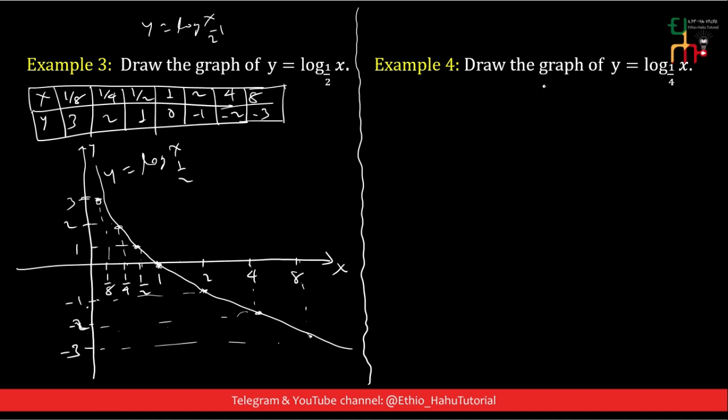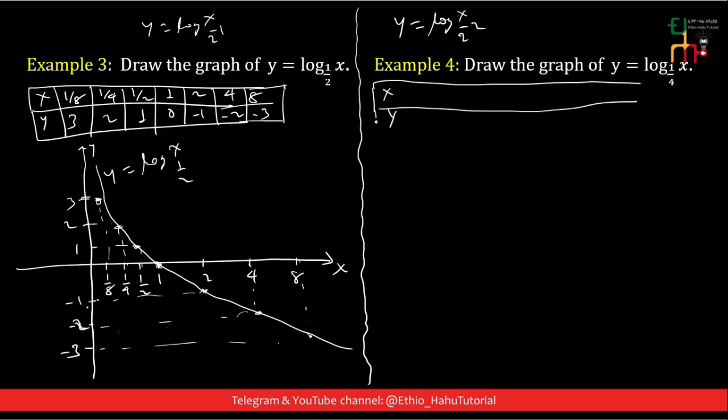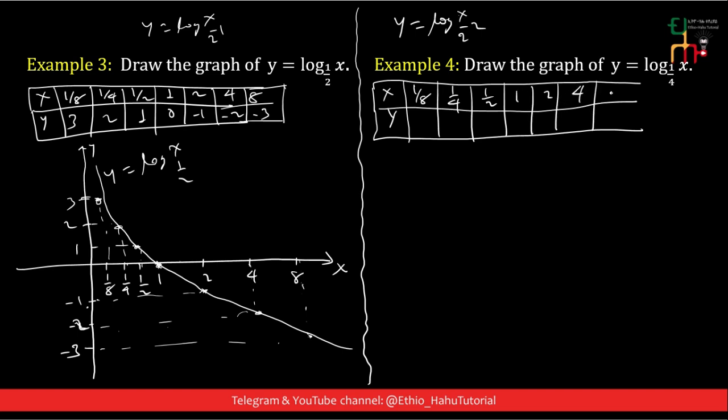But when you come to y is equal to logarithm of x to the base 1 over 4, which is 2 to the power of minus 2, again, let's have a table of x and y: 1 over 8, 1 over 4, 1 over 2, 1, 2, 4, and 8. When x is equal to 1 over 8, logarithm of 2 to the power of minus 3 to the base 2 to the power of minus 2 is 3 over 2.